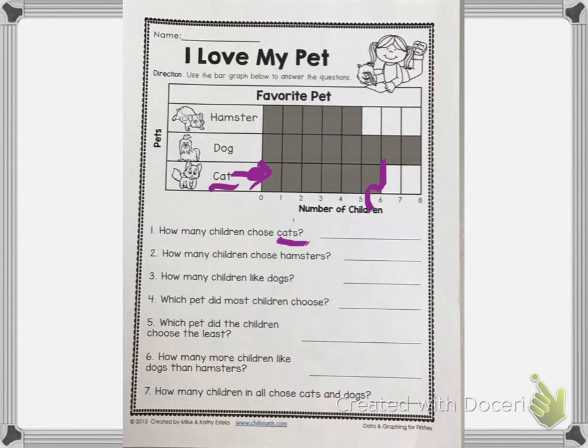Right here. How many children chose cats? What does it say? Yep, 6. Good job. Okay, I'm going to erase this and we're going to go on to the next one.